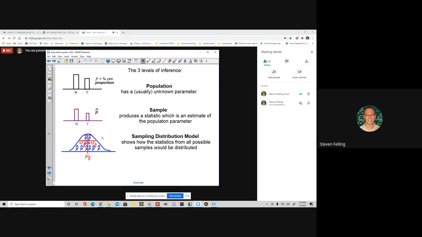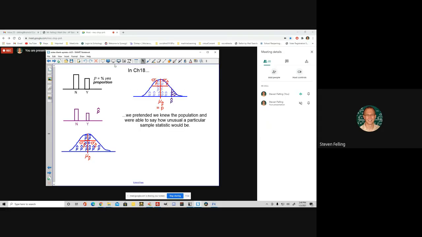If you do the sample multiple times, we can have a sampling distribution model for the sample proportions, and that will allow us to determine various things about that. Okay, so three levels of inference. There's the population with its parameter, in this case a proportion p, and then there's the sample with its statistic p hat, and then there's the sampling distribution model that shows how p hats would vary from sample to sample if we repeated this many times.